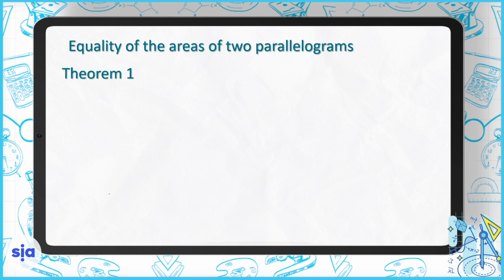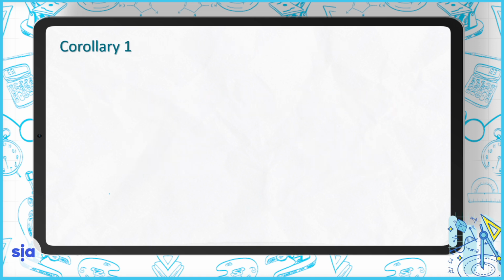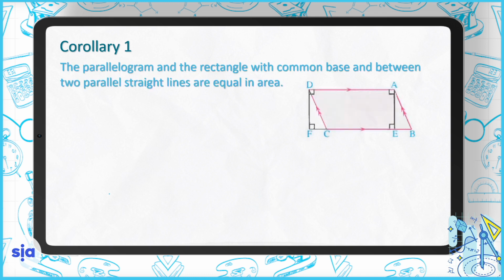Let's go to theorem number 1. Surfaces of two parallelograms with common base and between two parallel straight lines, one of which is carrying this base, are equal in area.